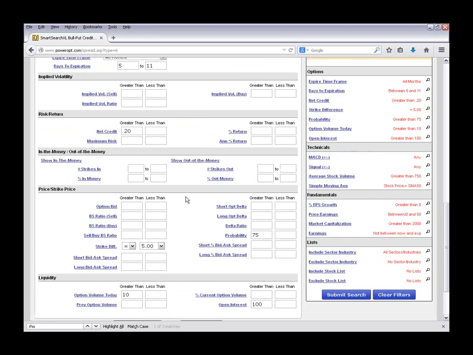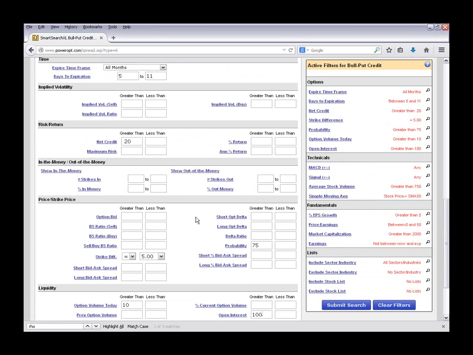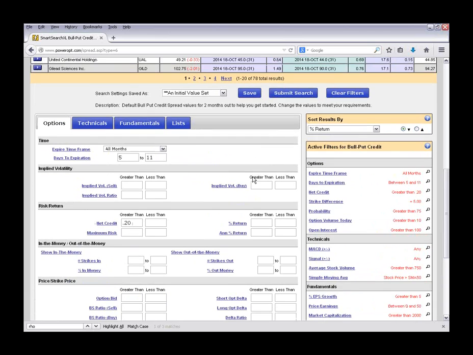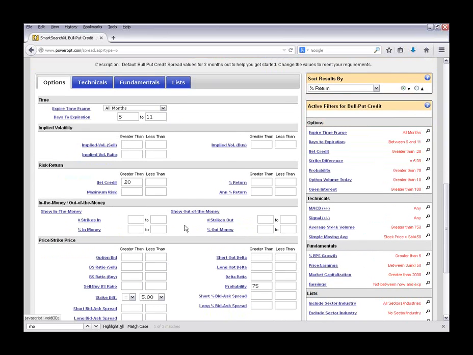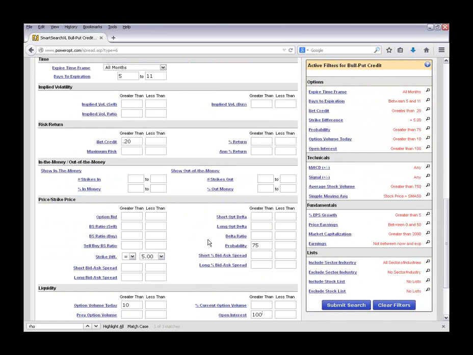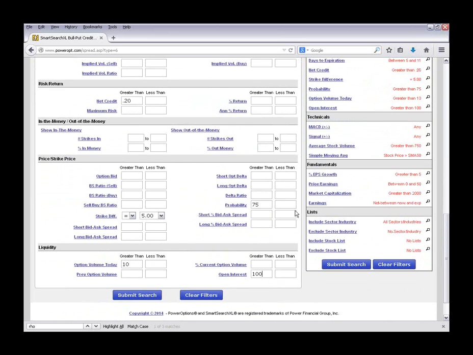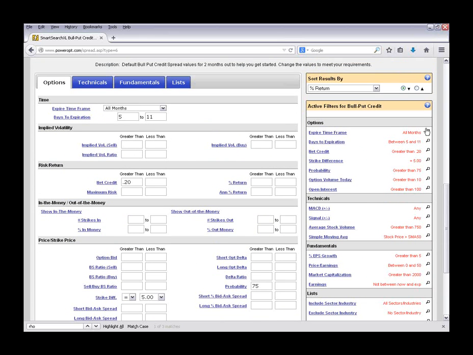All right, so I'm not looking at anything for implied volatility. I'm not putting anything in for my % time value or theta decay as well. I'm not looking at the deltas. I'm not looking at the Black-Scholes ratio either. I'm looking at basic criteria of what I'd want to see. I want to be within the short term, 5 to 11 days out in time. That'll show us next week's expiration.